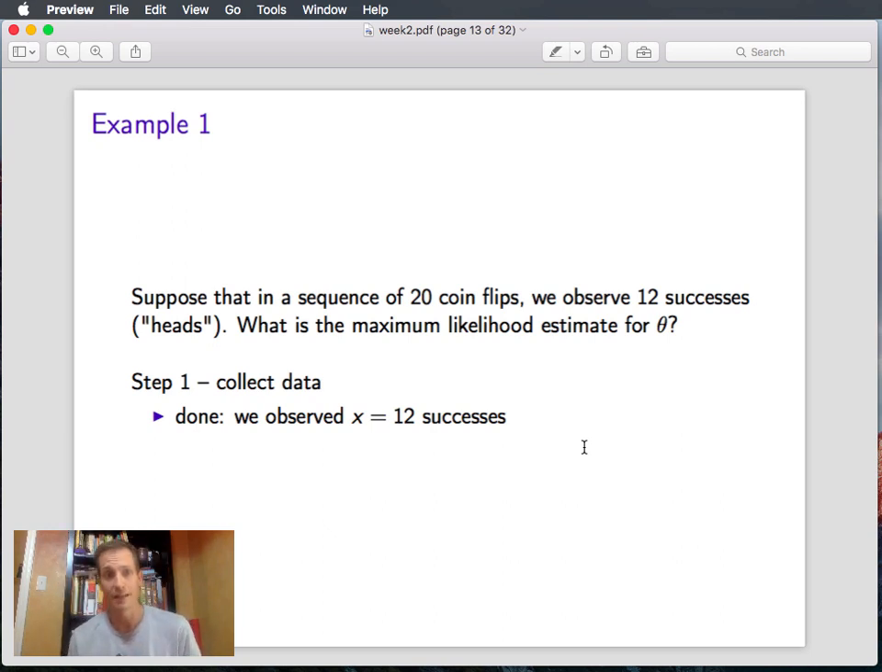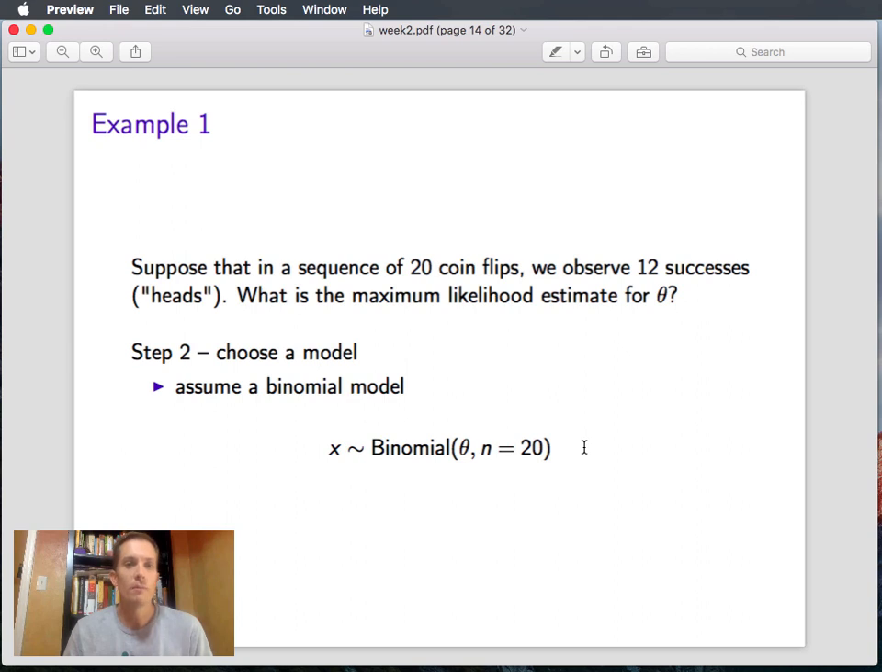So step 1, collect the data. Well, that's done. I just told you we've observed 12 successes, so we can move on. Step 2, we want to choose a model. Given that this problem structurally looks like taking n independent trials and counting the number of successes on those trials, we can naturally think of this as a binomial model. So that's what we'll assume. We'll assume a binomial model.